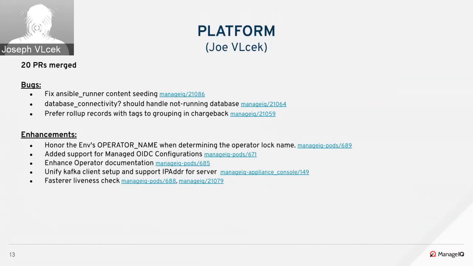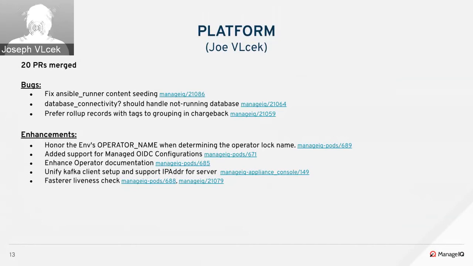Brandon enhanced the operator documentation to add an install step for creating a namespace if the user doesn't have one, and he added an uninstall step description. I contributed an enhancement to support Kafka server configuration choosing IP addresses instead of DNS resolvable host names, and to unify two different client configurations that we had in the appliance console for Kafka. And Joe R added a neat enhancement that will improve the podified idle CPU usage per worker.